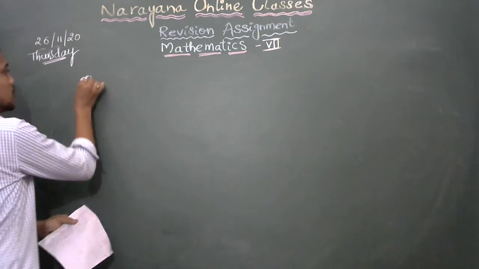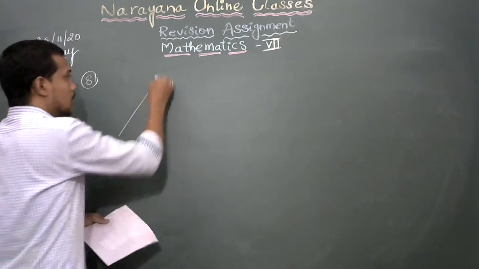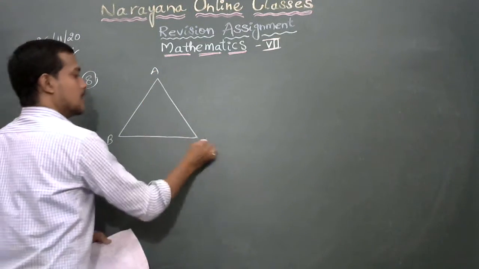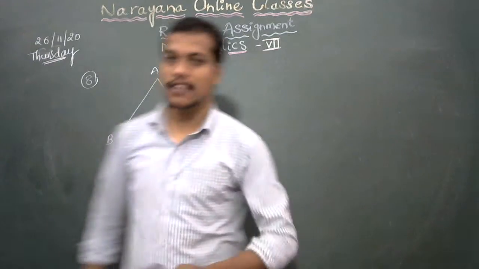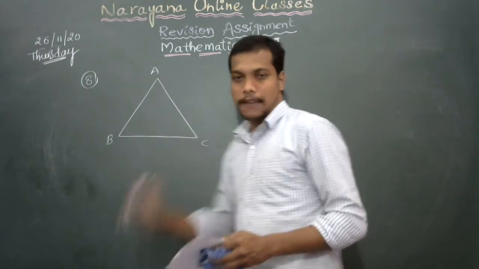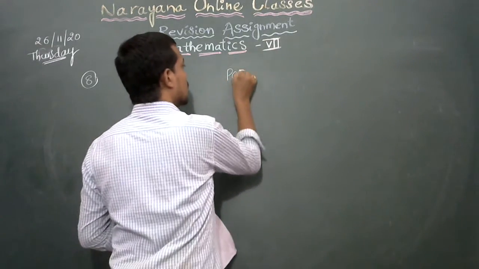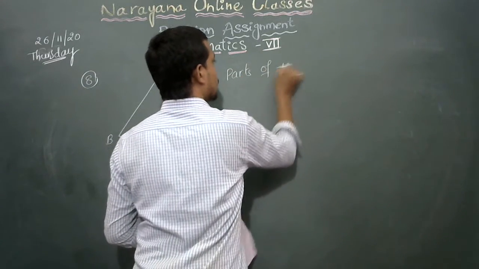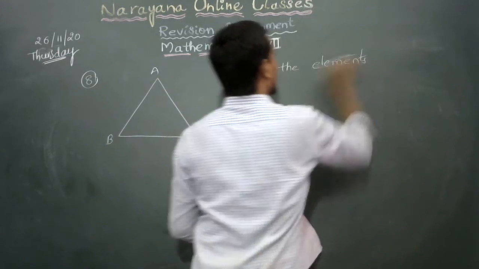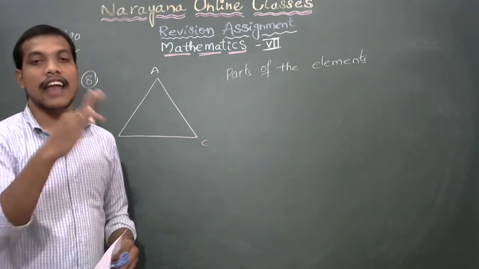Now, eighth question. This is the triangle ABC. Write the parts of elements of this triangle. Parts of elements means we need to identify sides and angles.